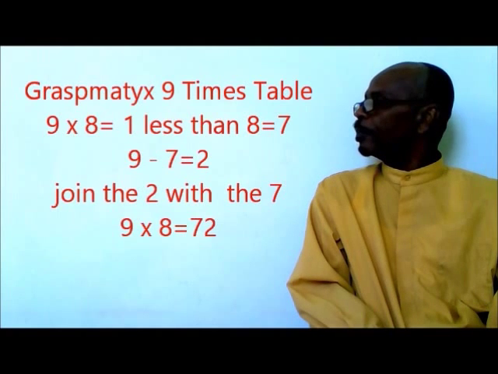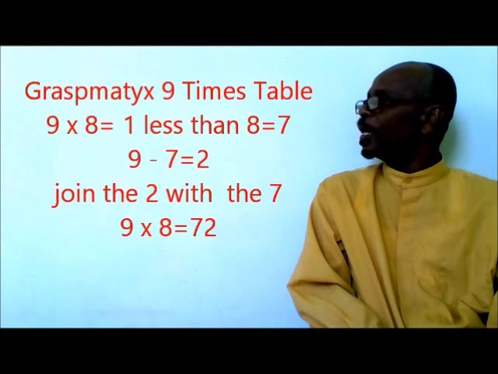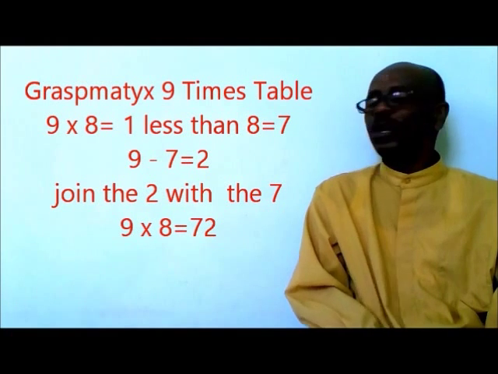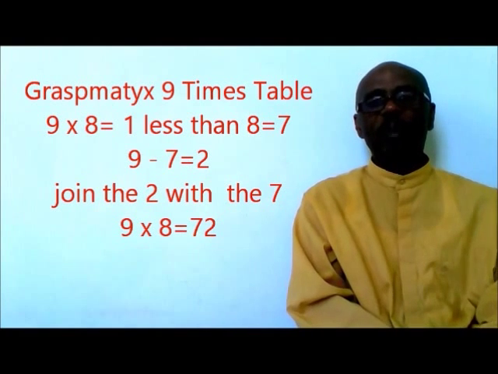Look at 9 times 8. 9 times 8 will be what? Well, 1 less than 8 is 7. 7 from 9 is 2. 9 times 8 is 72. You do the rest and let me know what you think about it, all right?